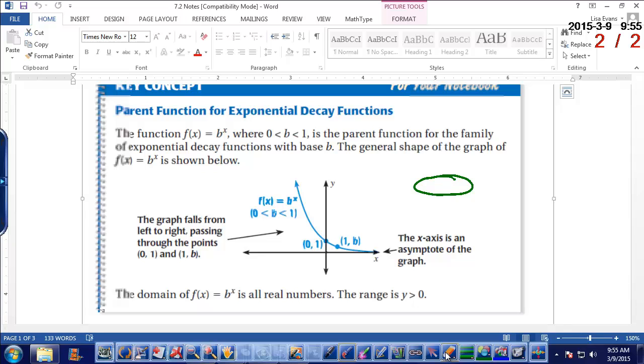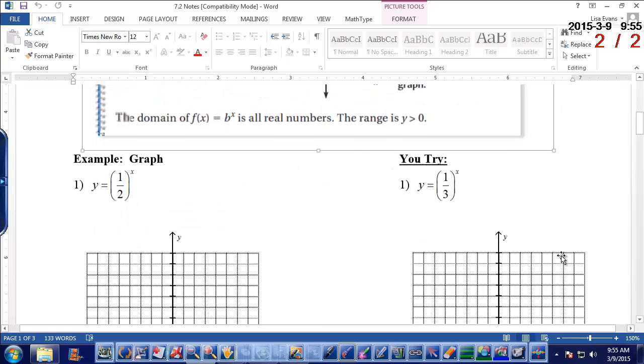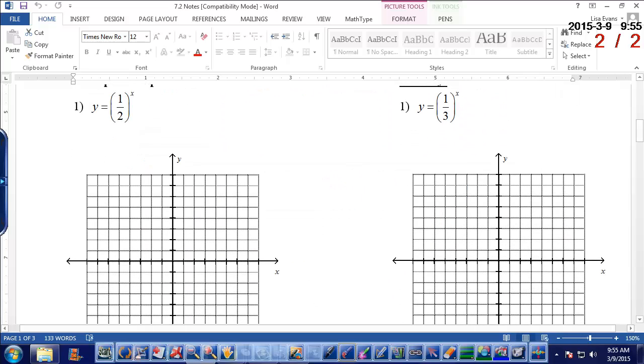So let's take a look at some information here that we need to know. The graph falls from left to right, passing through the points (0, 1) and (1, b), just as the other graph did. The x-axis is still the asymptote. So the difference is this one is falling. So make sure you know that information, and we're going to go ahead and get started because this is very similar to yesterday. Okay, so we're going to go ahead and graph this.